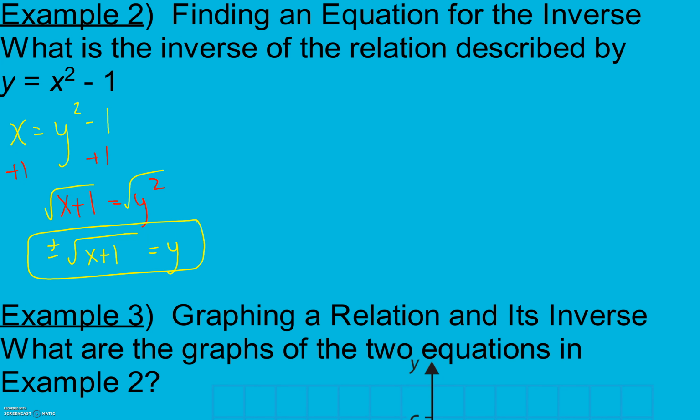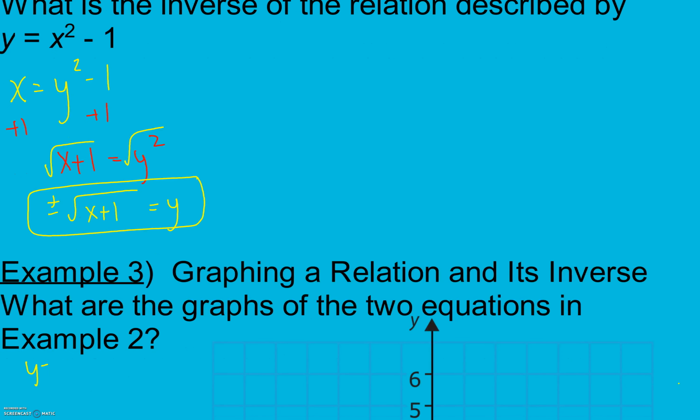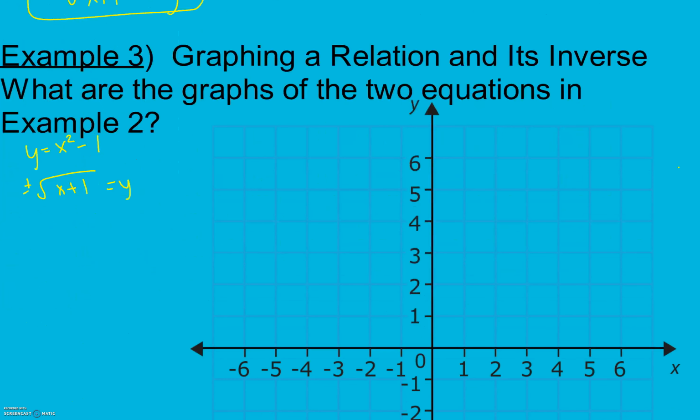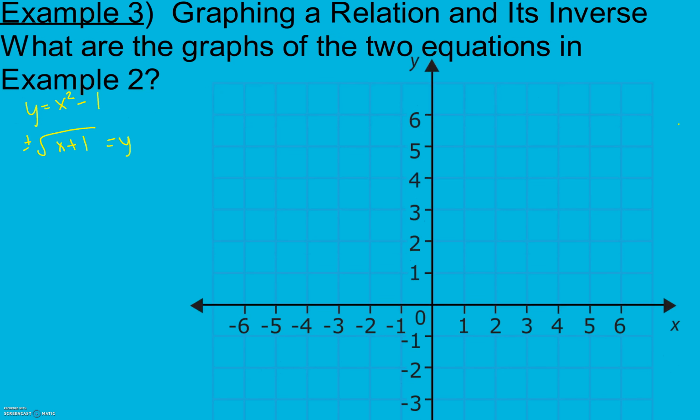On example 3, we are going to graph the two equations. So we have y equals x squared minus 1, and then we're going to have plus or minus the square root of x plus 1 equals y. So I'm going to do my original function first. We know it's x squared minus 1. We know it's a parabola with a shift down 1 because of the minus 1. So we go over 1, up 1, over 2, up 4 from our vertex in both directions. So we'll draw in this parabola.